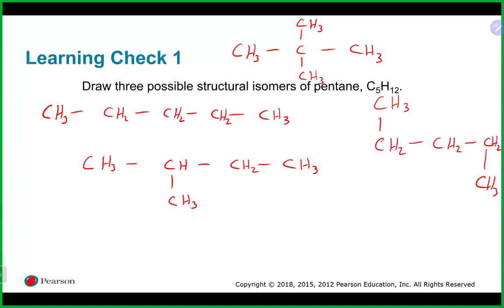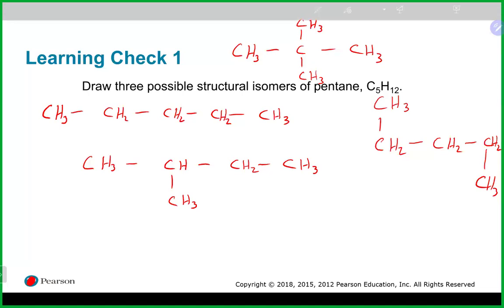All right, there's a bunch of options. So we want to make sure that our options are good. And again, that's a good way to draw isomers. Start with just a straight one, then drop down a carbon, drop down another carbon, and move things around.